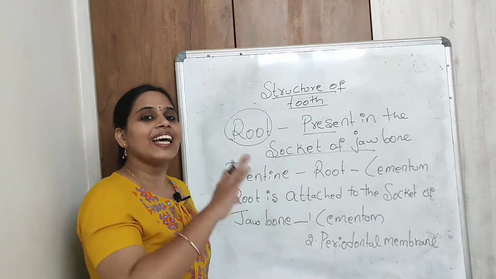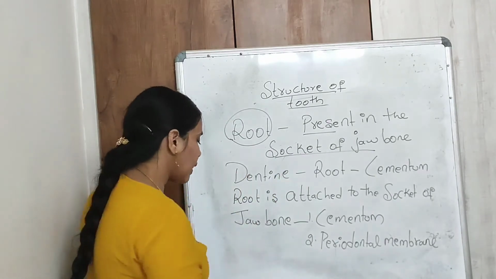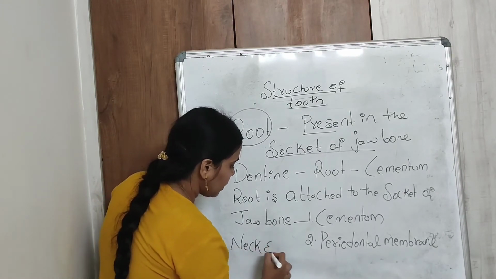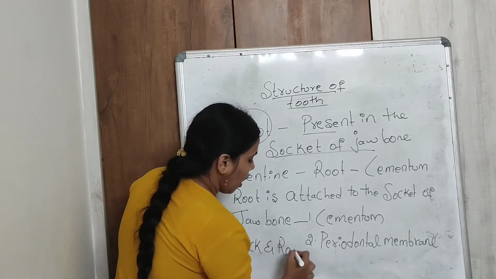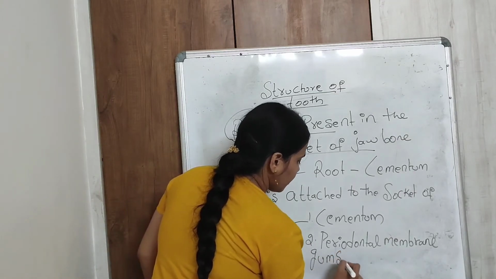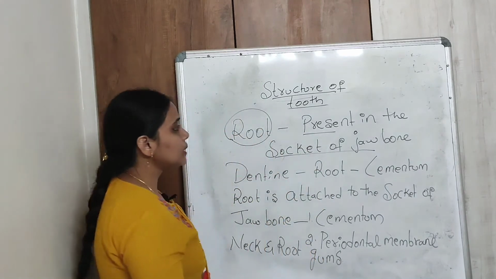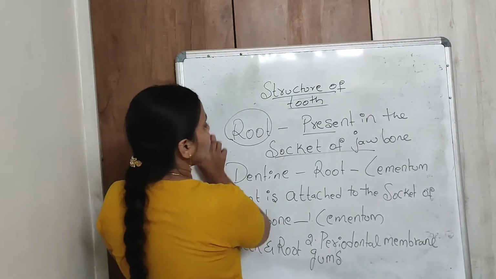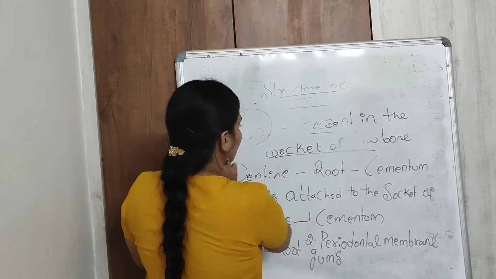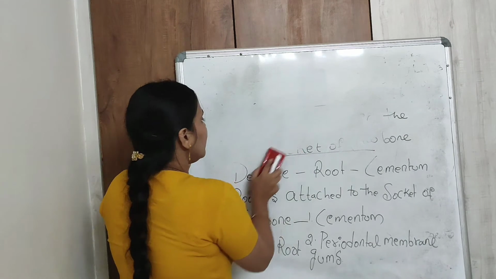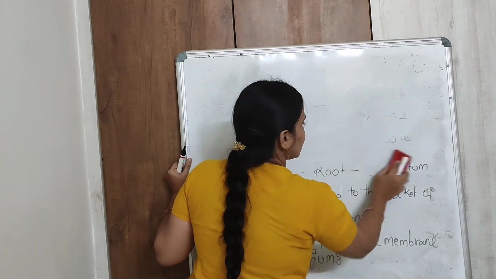So this is the structure of the tooth. The neck and the root are covered by gums, children. Right. Now, this is about the structure of the tooth. Now, let's discuss the structure of the tongue. What is the structure of the tongue? Let's discuss in today's class.